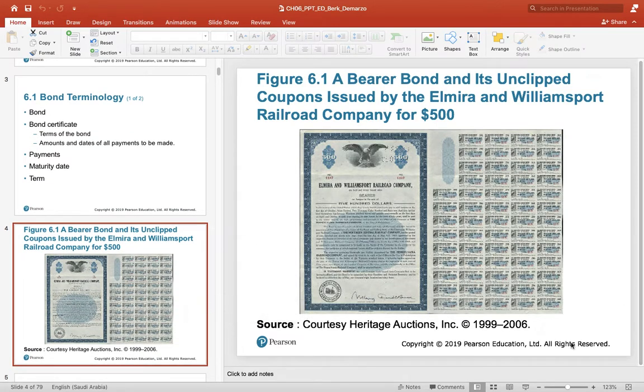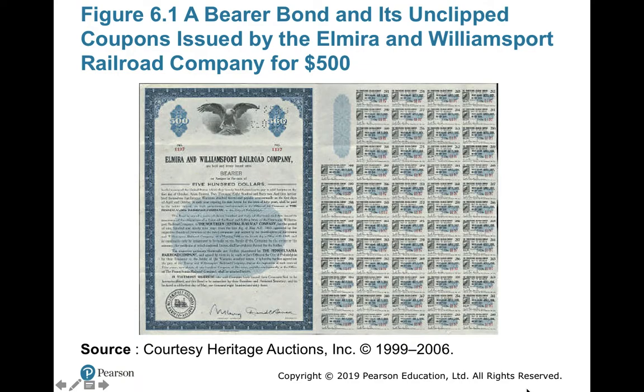This is one of the bond certificates issued by Elmira and Williamsport Railroad Company for $500. On the right hand side you can see the coupon slips attached. The number of coupons the company is going to pay is attached here. So this is the way a bond is issued, and the bond certificate on the left hand side is where all the details will be written.